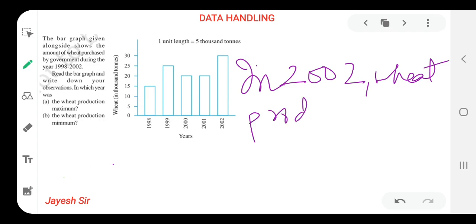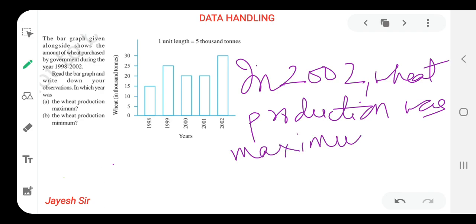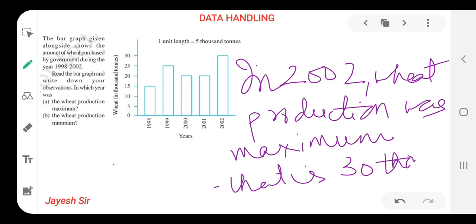Wheat production was maximum, that is 30,000 tons. Yes, friends, I hope you are clear with that. So this was the answer for the first question. The maximum production was in the year 2002, that is 30,000 tons.